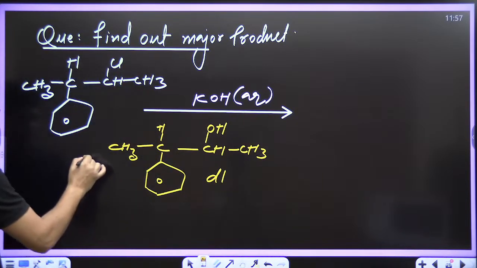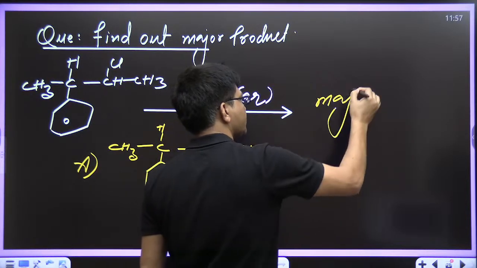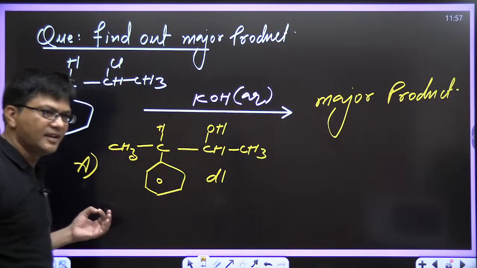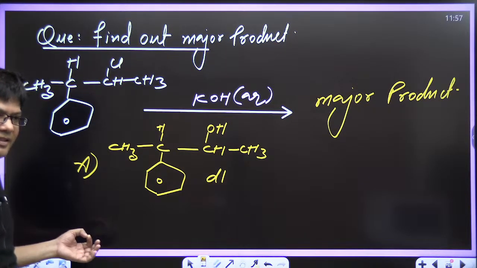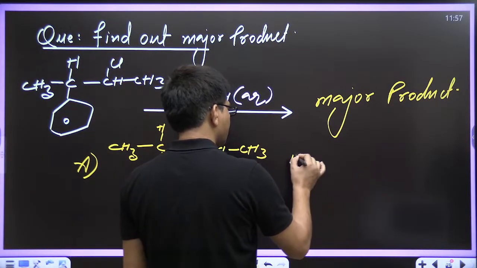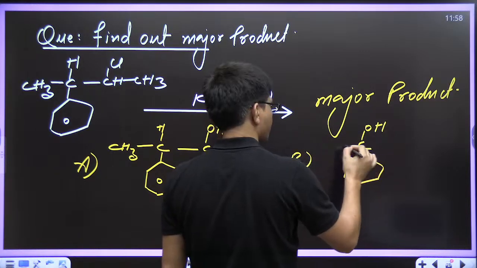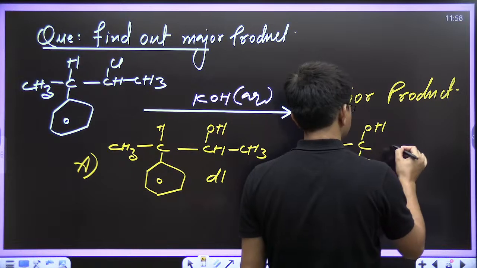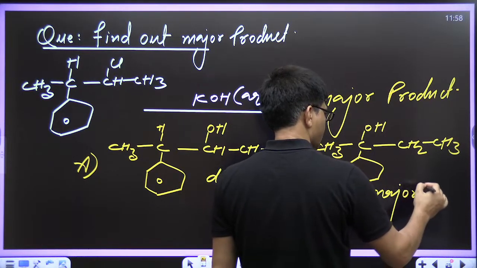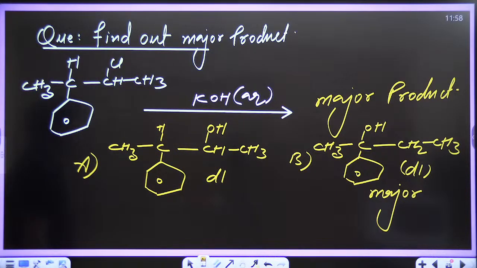Is option A your answer for the major product? They have asked about the major product. Is this the answer? Do let me know, everyone. Is this the answer? Option A. No, sir, this is not my answer. Okay, then do let me know. Is this your answer? Kids, do let me know. Is option B1 your answer?